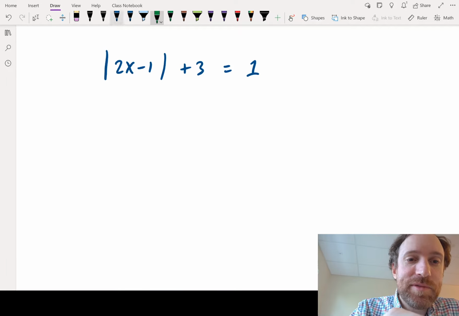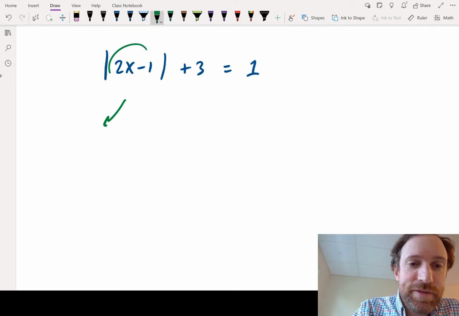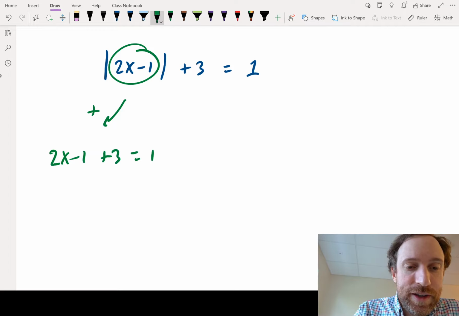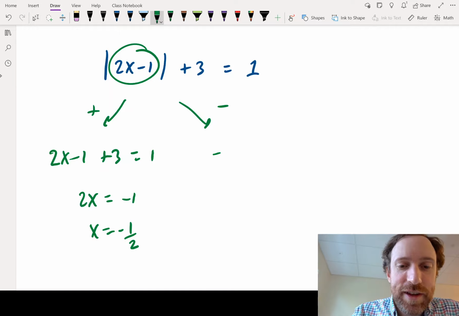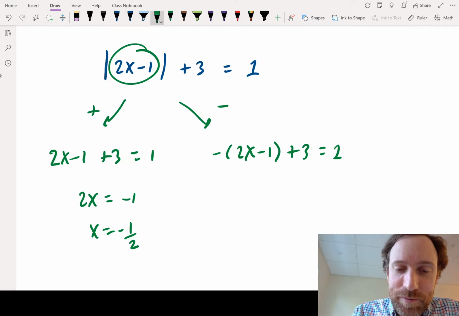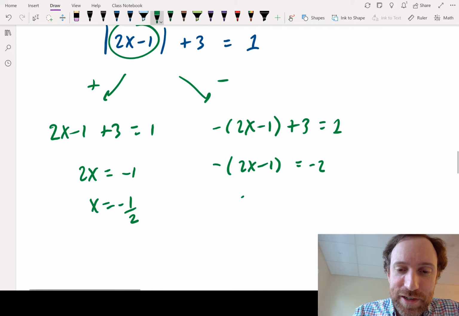So the technique we talked about before was to separate this into 2 equations. First of all, if 2x minus 1 is already positive, then the absolute value does nothing. And you get this, which we can solve. What is this? -1. Or if 2x minus 1 is negative, then the absolute value makes it positive by multiplying by -1. Again, this was a topic that we discussed at some length earlier in our course. I'm going to multiply both sides by -2.